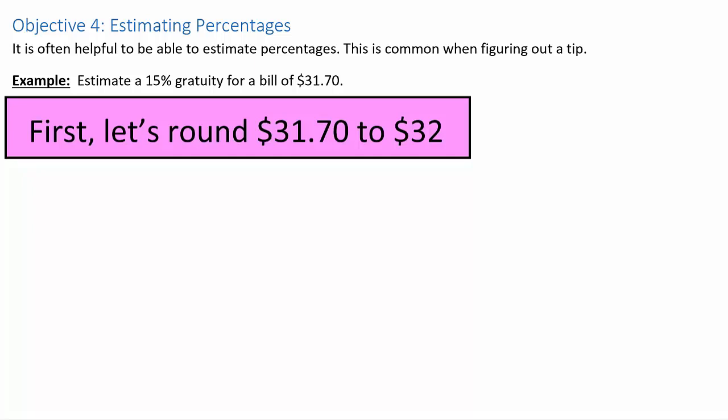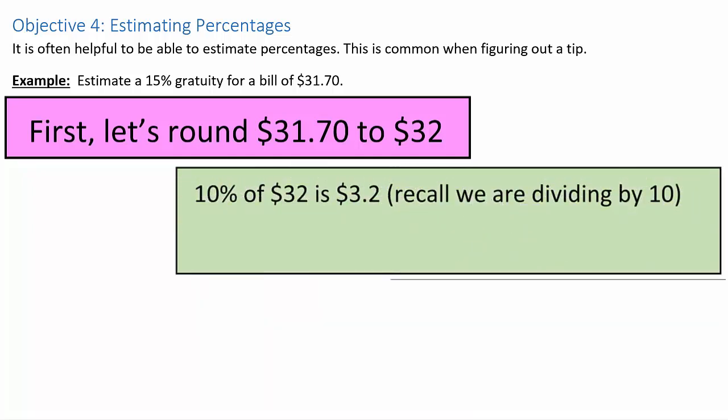15%. Well, that's 10% plus 5%. So let's break it up that way. What's 10% of $32? Well, 10%, that's 1/10. So we're dividing $32 by 10. That moves the decimal one place to the left. So we get 3.2. So 10% of 32 is 3.2.